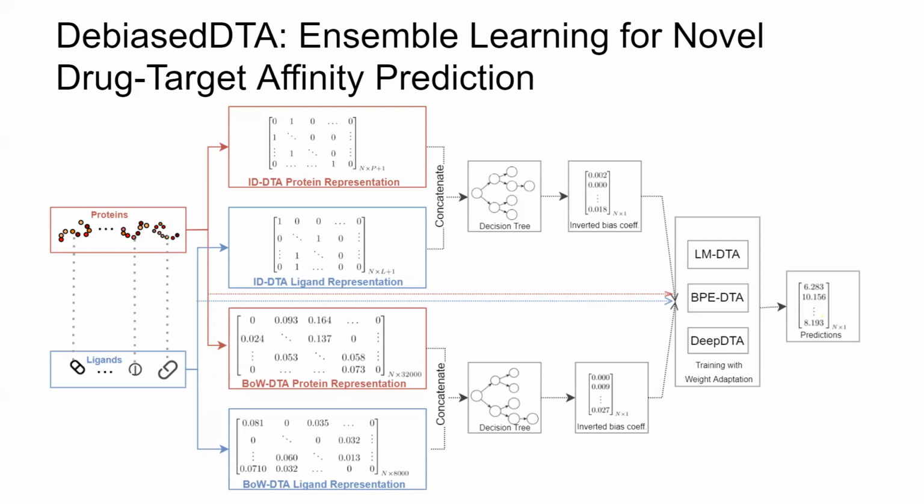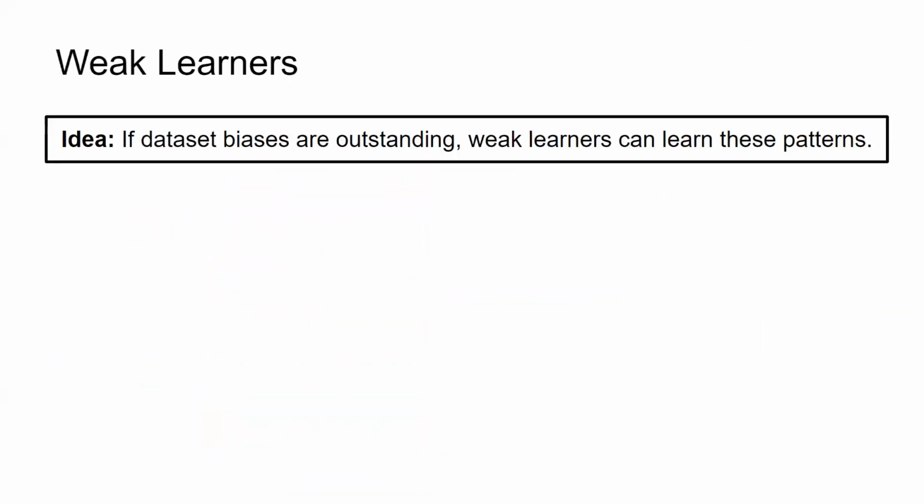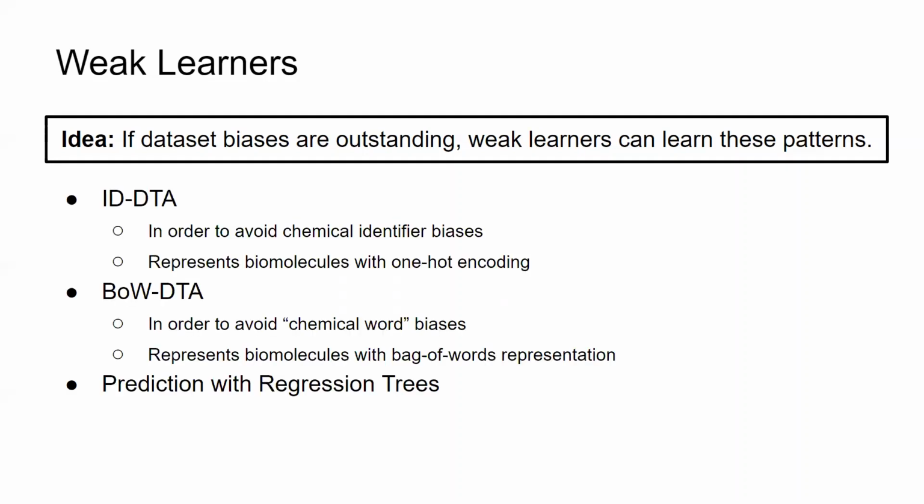Now let's dig into each of these cases. In the weak learners, the idea is to catch the dataset biases with weak learners, because if the dataset biases are that outstanding, then the weak learners can actually learn these patterns. And we designed two weak learners in order to learn two different dataset bias sources.